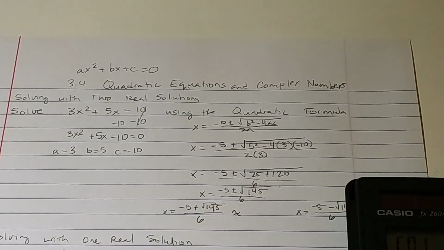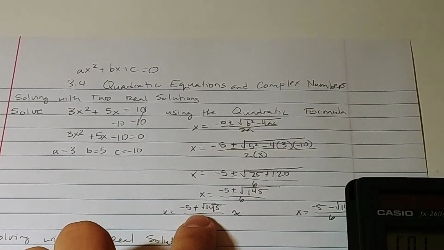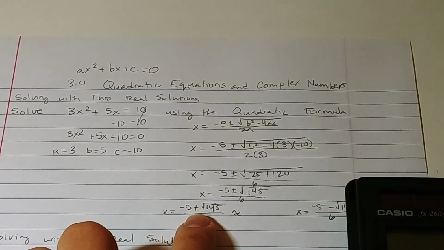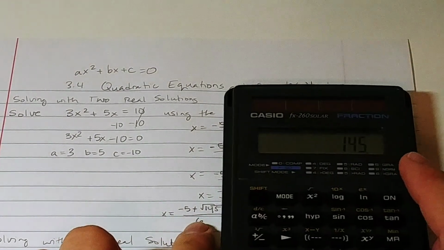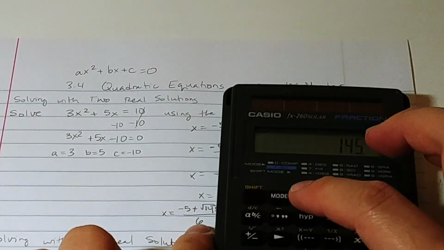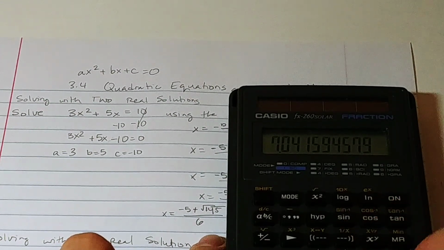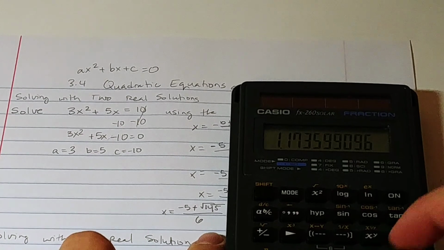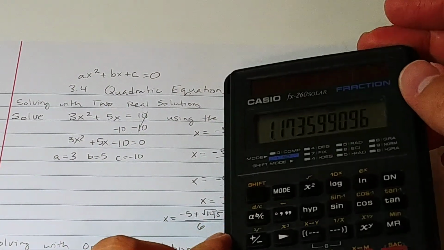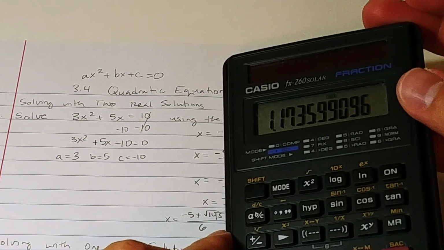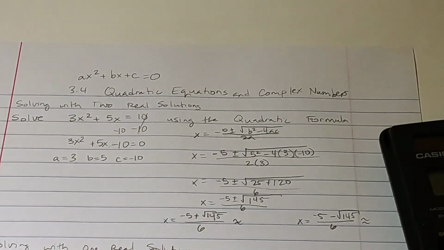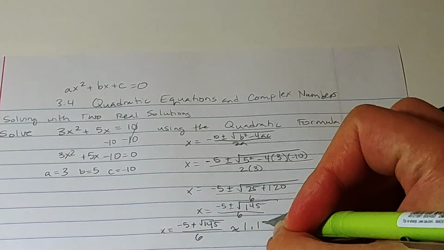Okay, so we have parentheses because we're going to work with the numerator first. So negative 5 plus the square root of 145, close parentheses, divided by 6 equals, and you can use desmos.com/scientific as well. So 1.17.